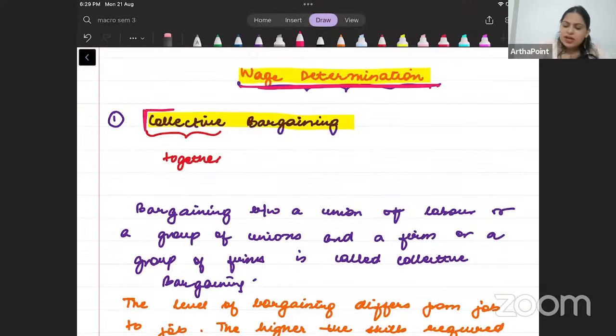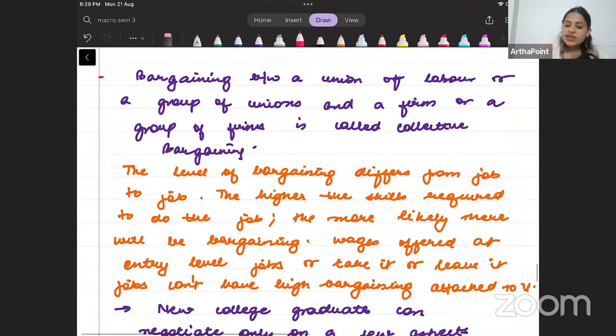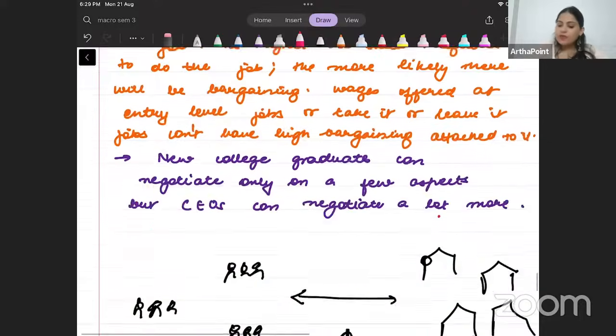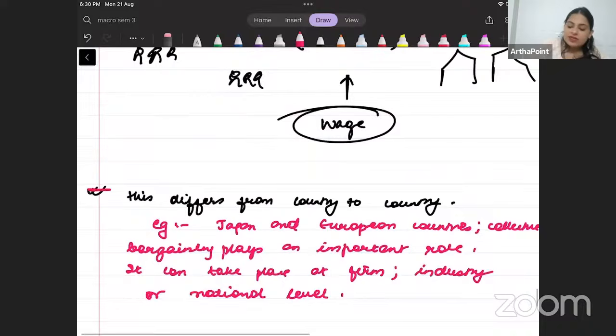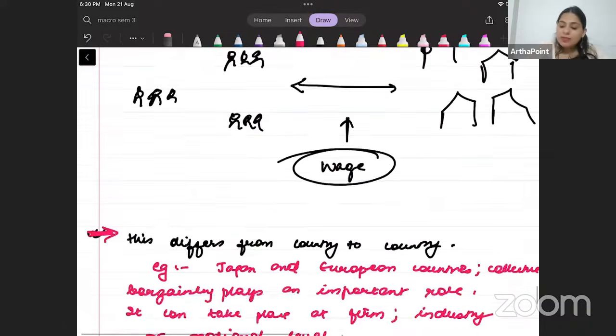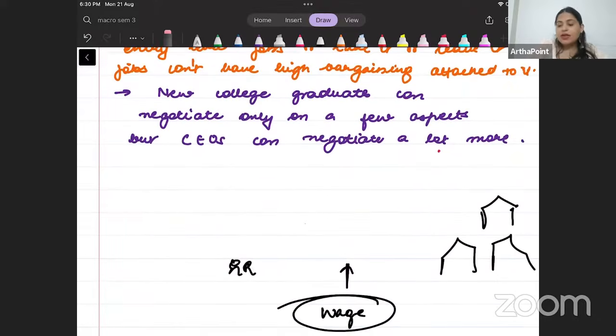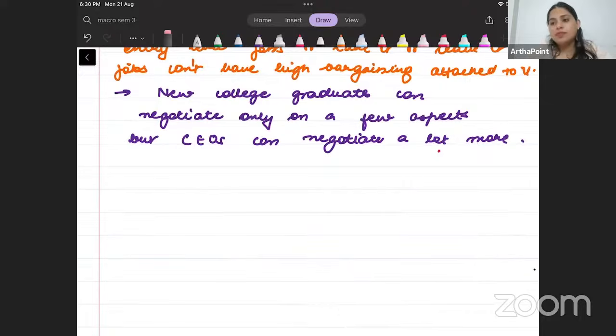हमने उसमें first point लिखा collective bargaining. And then we wrote what is collective bargaining, हमने उसे explain किया. Then we wrote that bargaining differs from job to job. Then we wrote that bargaining differs from country to country. ये हमने लिखा. इसमें जब हमने job to job वाला point डाला, अगर उसी में if you make a diagram, marks ऐसे, so you have to understand how to write the answer.